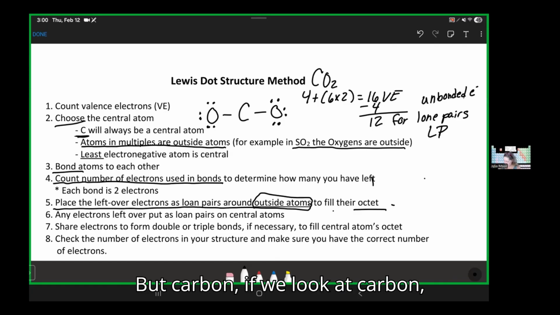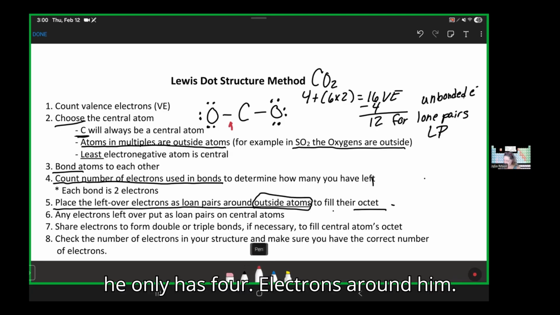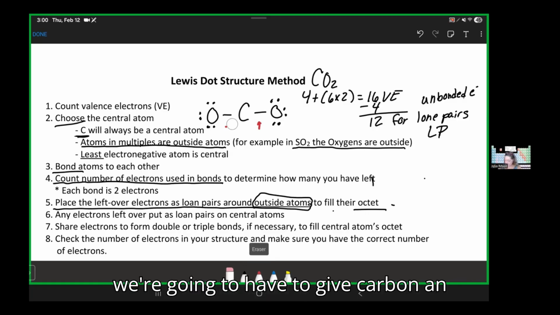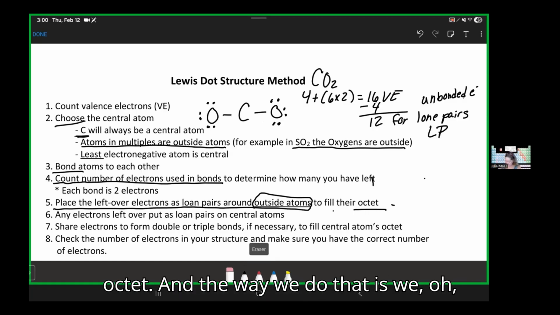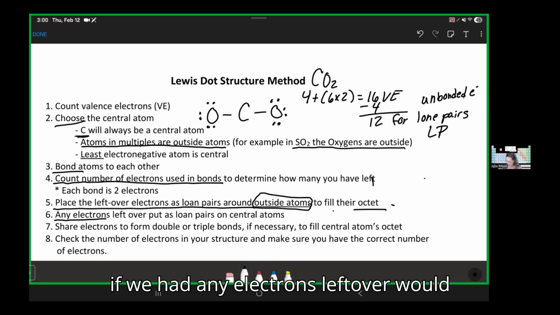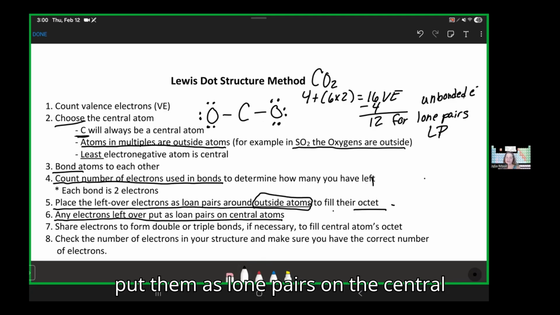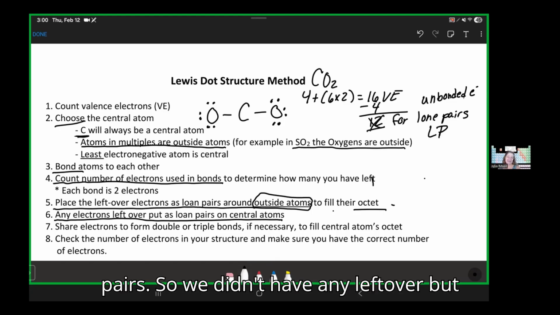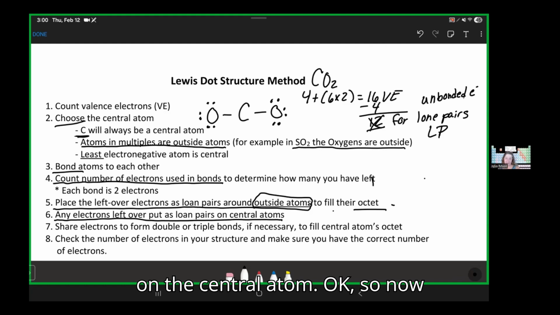But carbon, if we look at carbon, he only has 4 electrons around him. So carbon doesn't have an octet, and we're going to have to give carbon an octet. The way we do that is if we had any electrons left over, we'd put them as lone pairs on the central atom, but we used those 12 up in lone pairs, so we didn't have any left over to put on the central atom.